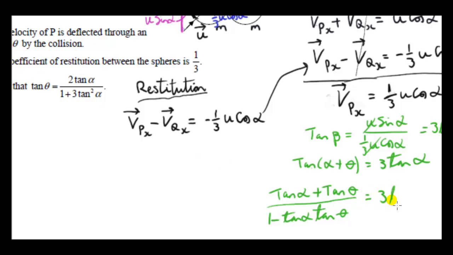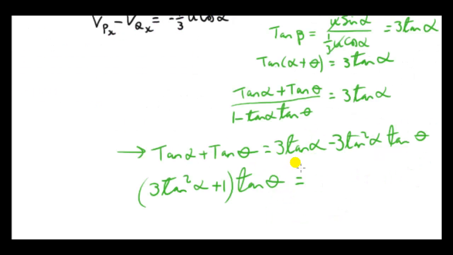So we just have to do some algebra now just to rearrange this to get tan of theta in terms of tan alpha. Okay, so shift the tan theta term over to the left hand side and factorize out tan theta and shift this tan alpha to the right hand side. 3 tan alpha minus 1 tan alpha is 2 tan alpha. And we just divide across to get our result.